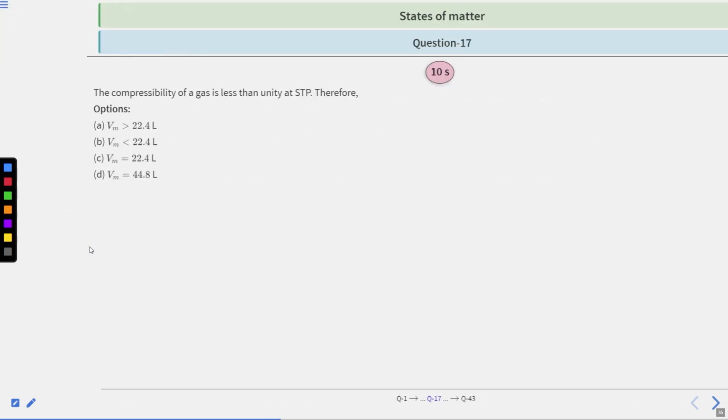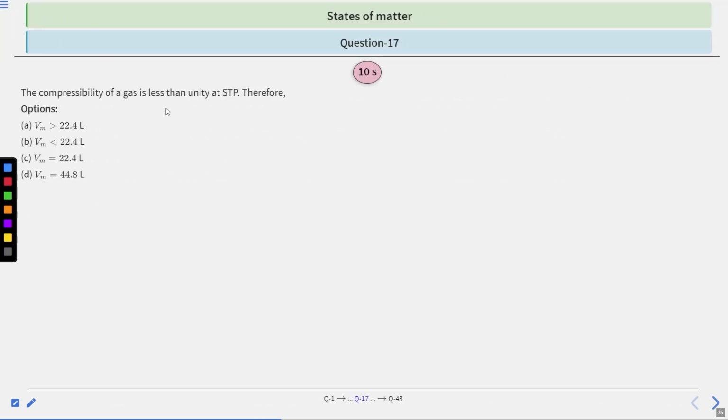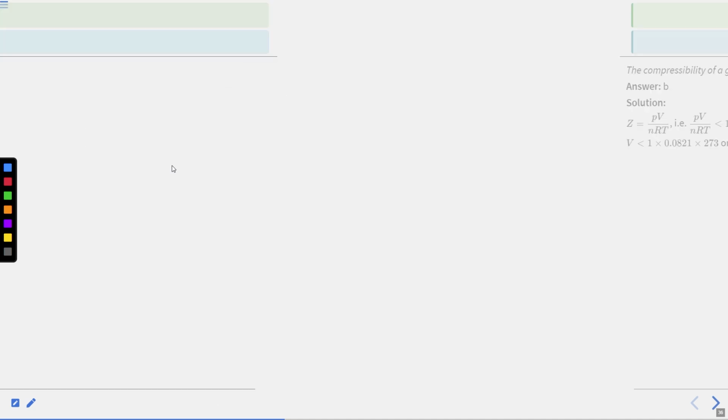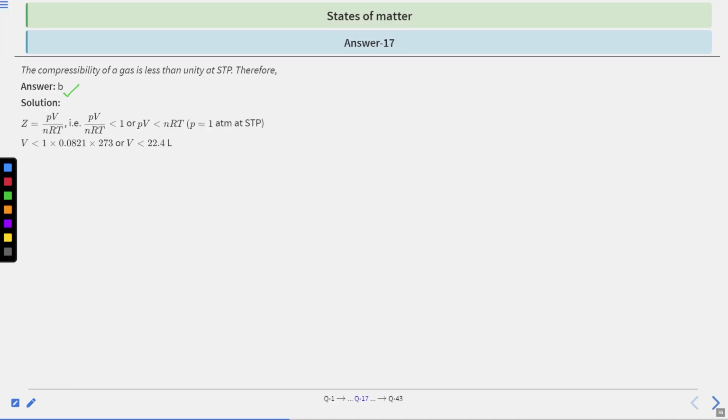Moving on to question number 17. The compressibility factor of a gas is less than unity at STP. Therefore, options are Vm greater than 22.4 liter, Vm less than 22.4 liter, Vm equal to 22.4 liter, or Vm equal to 44.8 liter. You have 10 seconds to solve this question by yourself. After that, we will see the answer. Okay, so the correct answer is option number B.